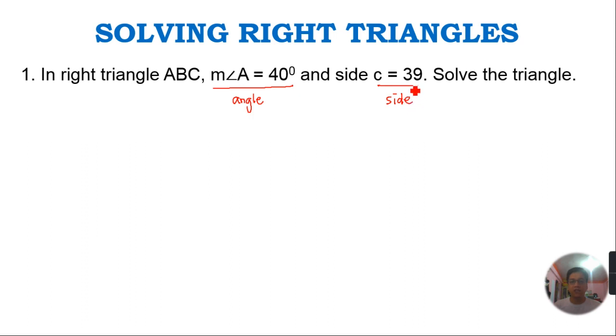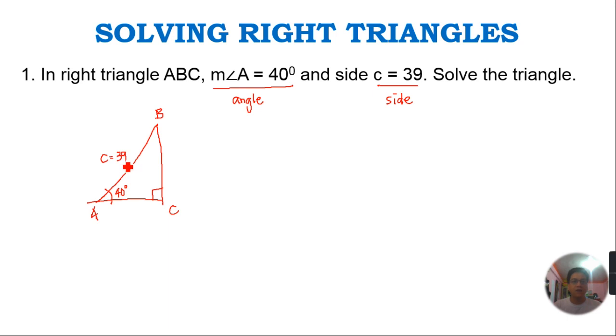Now, the first thing to do is to draw the right triangle. Any position of the right triangle will do. Whatever you desire to draw, that's okay, for as long as we can still locate the angles and the sides. So if this is my right triangle ABC, we label first. The first one is the measure of angle A is 40 degrees, so this will be 40 degrees. And then our C is 39. In this case, C is here. It is the hypotenuse, so that is 39 units.